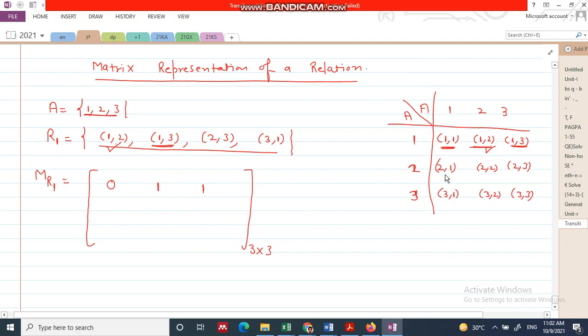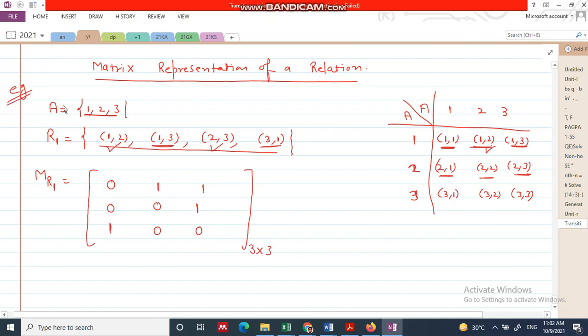Next element is (2,1). We do not have this element here. Next element is (2,2). We do not have this element here. Next element is (2,3). We have this element in the relation, so at this position I write 1. Next element is (3,1). This element is in the relation, so I write 1 here. But (3,2) is not in the relation, and (3,3) is not in the relation. So this is the very first example of matrix representation of a relation.